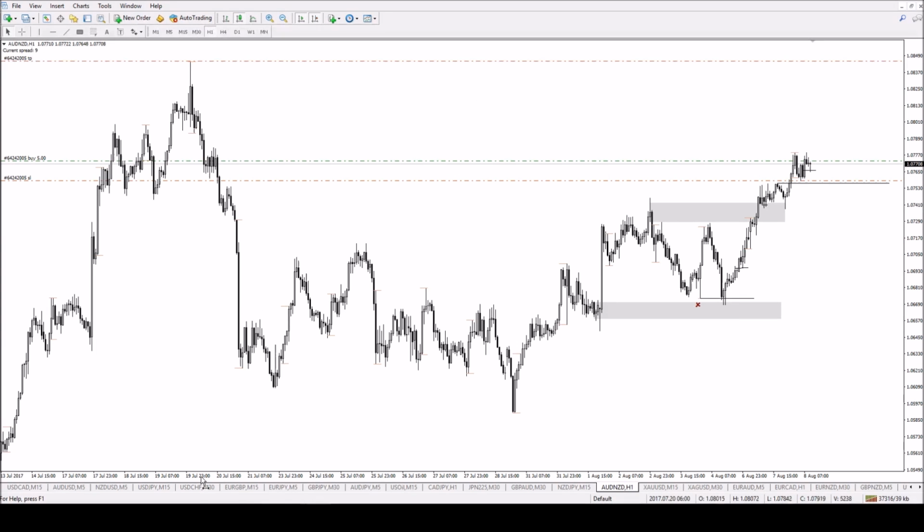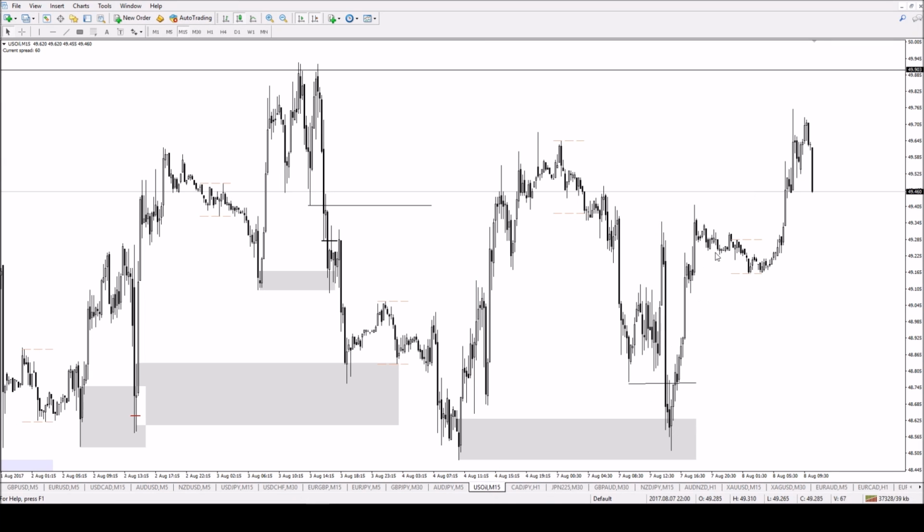Just a quick look at oil. I know it's nothing to do with these two, but oil's moved quite well. This is the problem when you've got so many pairs up, then you can't find the chart you're looking for. There it is. Yeah, it moved up nicely there. So I'm still bullish on this.